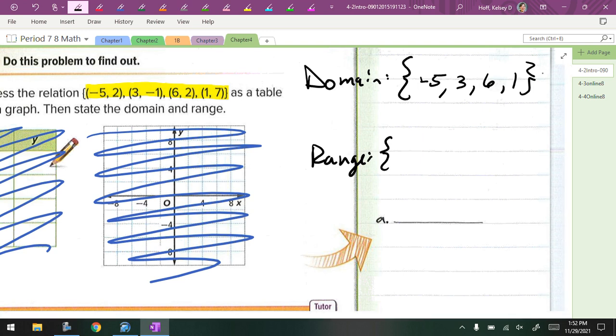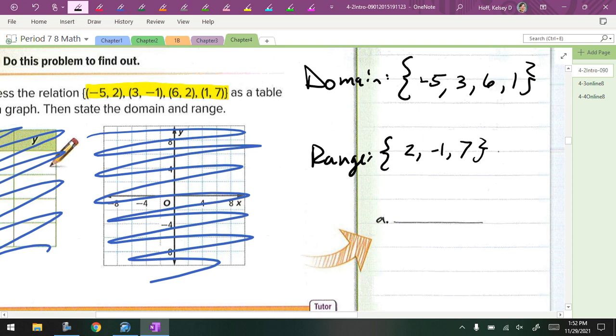Cole, what'd you write for range? 2. Grady? -1. Will? 2. You don't want to write 2 again? Okay. You want to put 7? Davion. Shouldn't I have 4 numbers there, though? The other one had 4 numbers. No. Very good. Nicely done, Will and Davion.